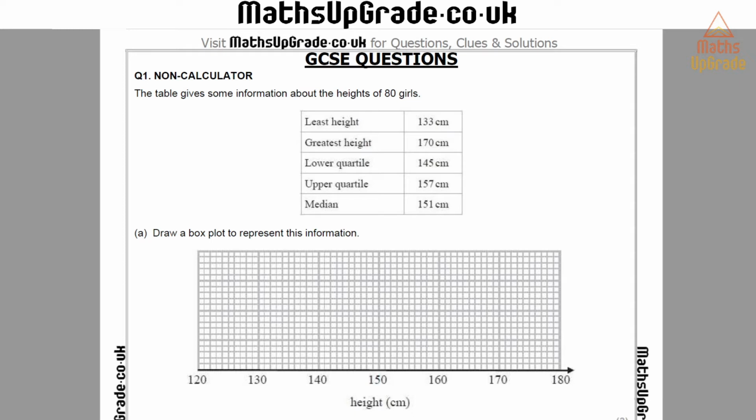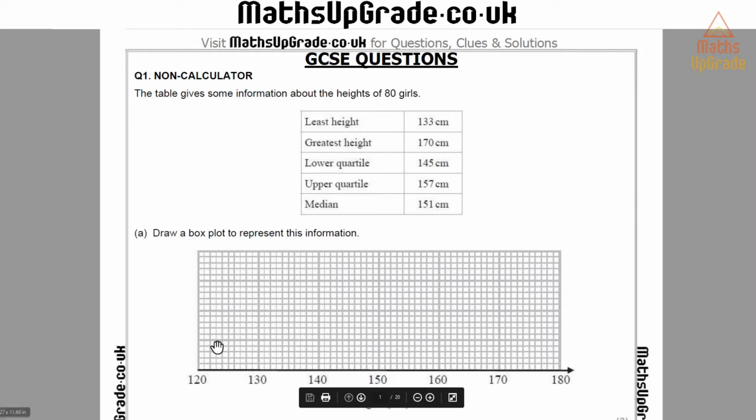The first set of questions here are all non-calculator questions. We're given some information about the heights of 80 girls, and we're asked to draw a box plot. First of all, you can notice that the scale has been given along the bottom, and there's no vertical scale, since you don't need a vertical scale for a box plot. So it doesn't matter how high you draw the box plot.